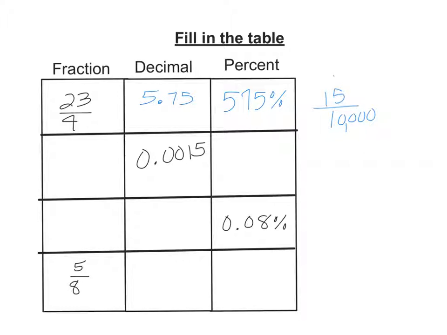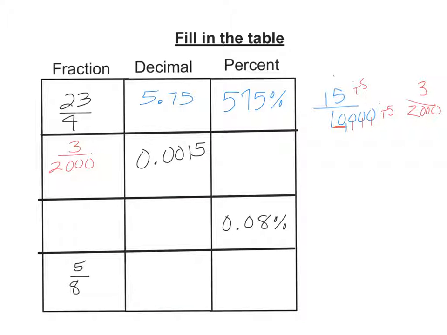What can I divide 15 and 10,000 by? 5 and then 5 again. 15 divided by 5 is 3. 10,000 divided by 5, shortcut way: 5 goes into 10 twice, and then there's 1, 2, 3 zeros. So the decimal changed to a fraction is 3 over 2,000.